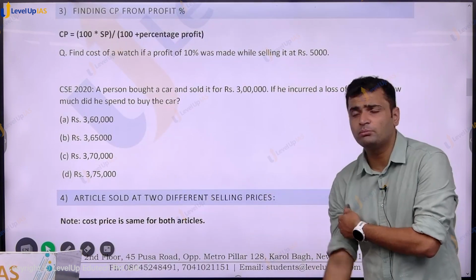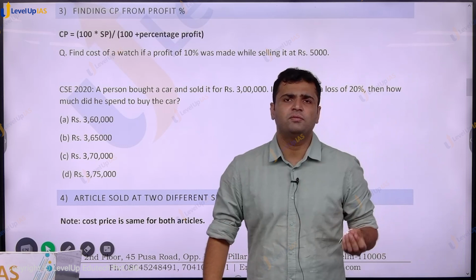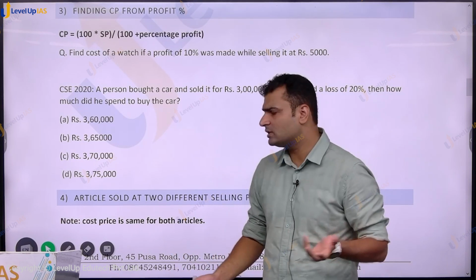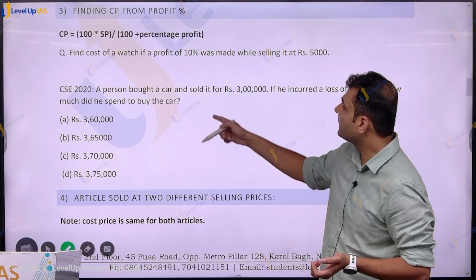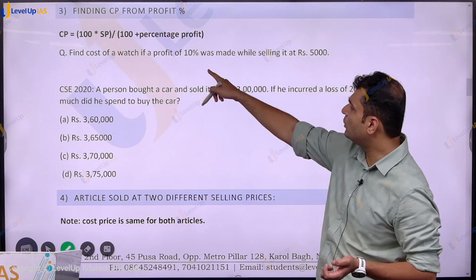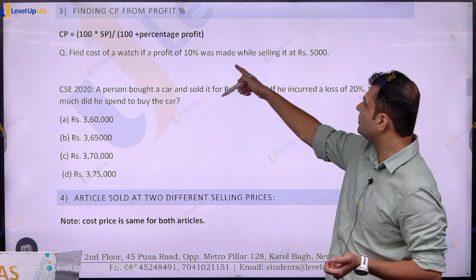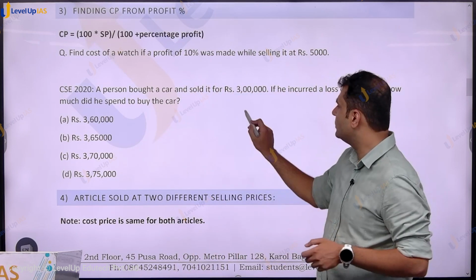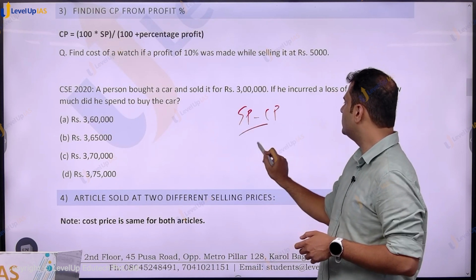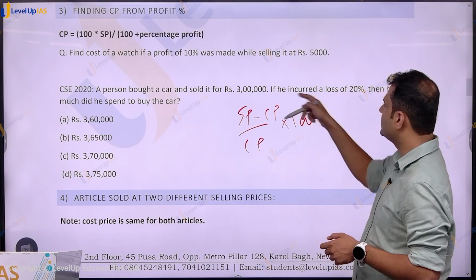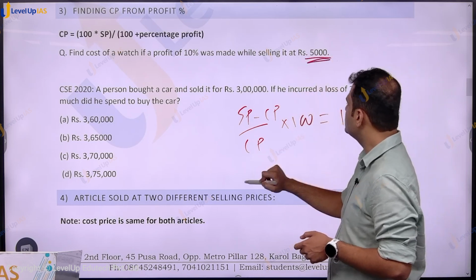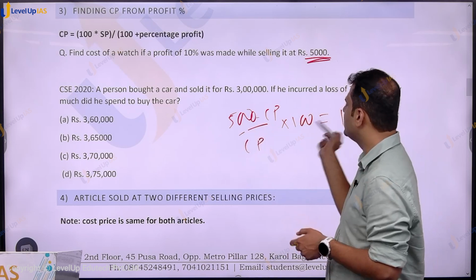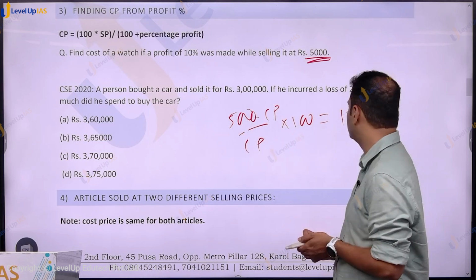Finding the CP from profit percent. Again, instead of SP being given, profit percentage is given, and CP is the only unknown in the definition. Just find that out. Here, what we have? Question: find the cost price of a watch if a profit of 10% was made while selling it at 5,000. So what we have? Cost price we want to find out. So SP minus CP by CP into 100 is profit percent, which is 10. What they are saying, SP is 5,000. So this is the equation. Just put those values and find out the CP. Only unknown is CP here.